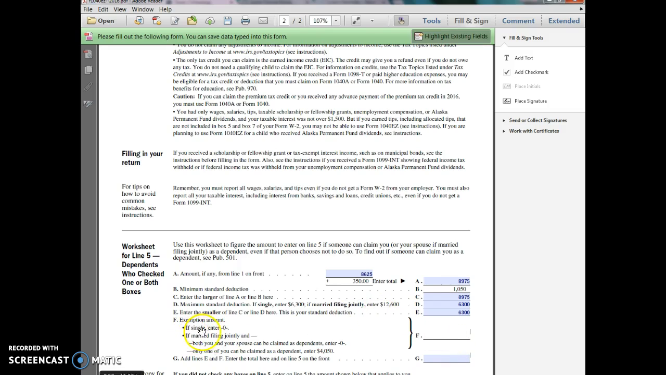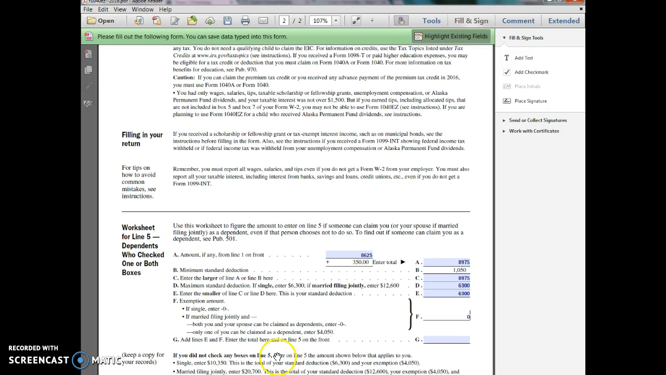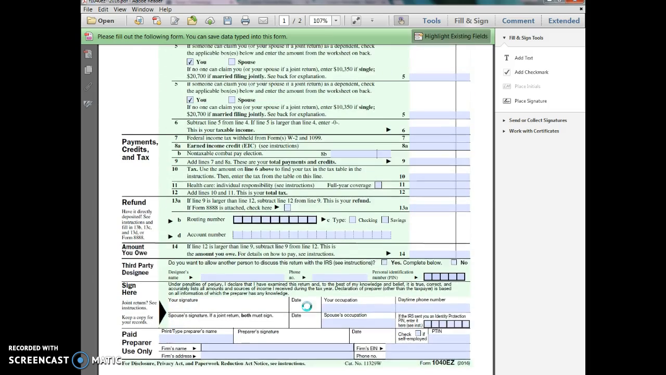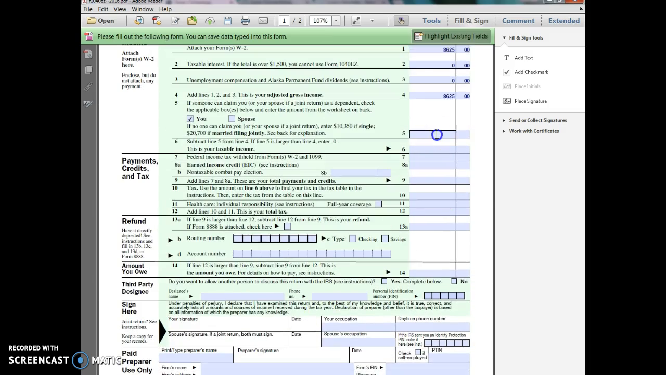Exemption amount. If single, enter 0. Single. Add lines E and F. Then return to line 5 and enter that amount. Dollars on the left, cents on the right.